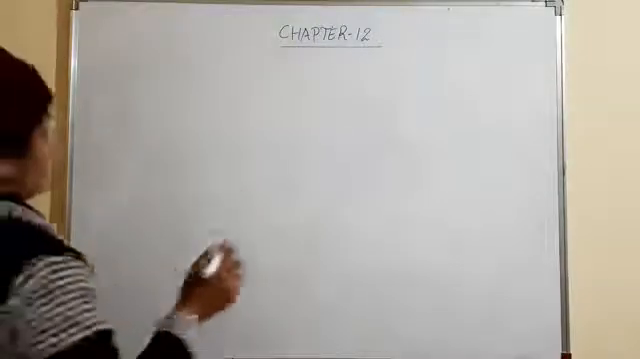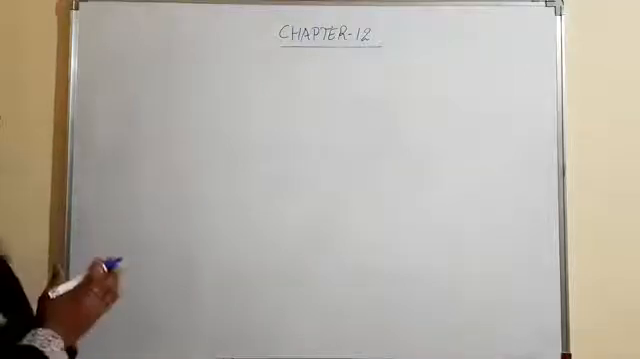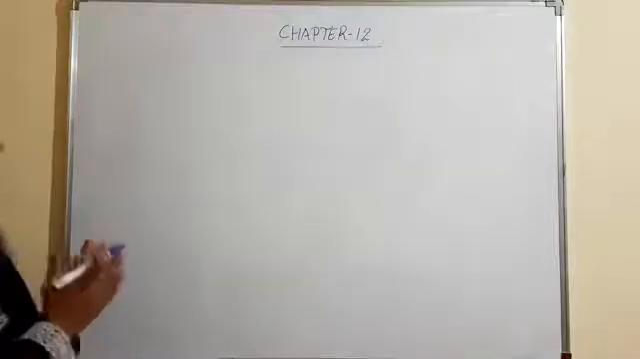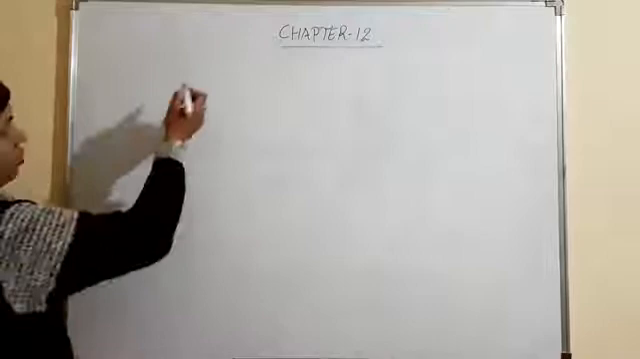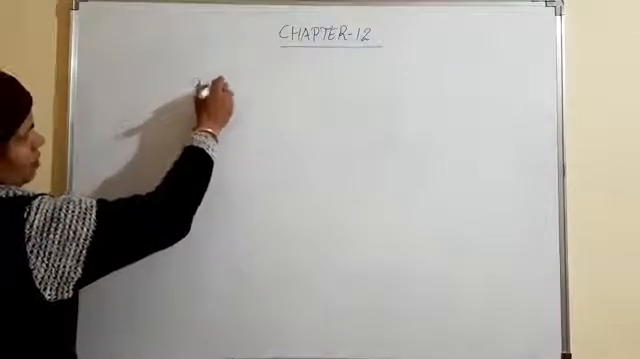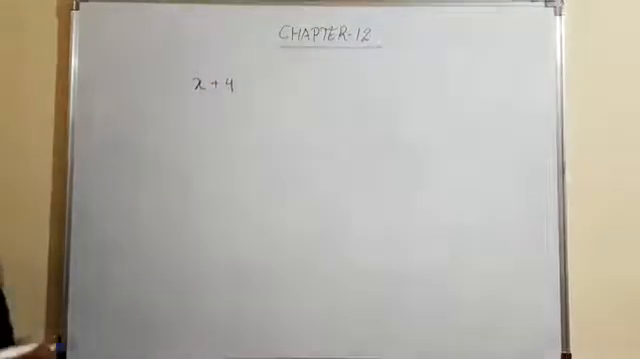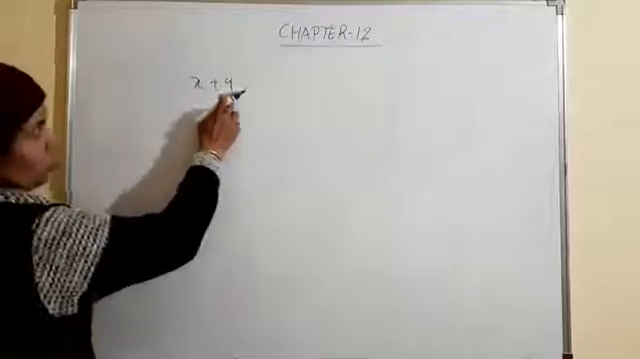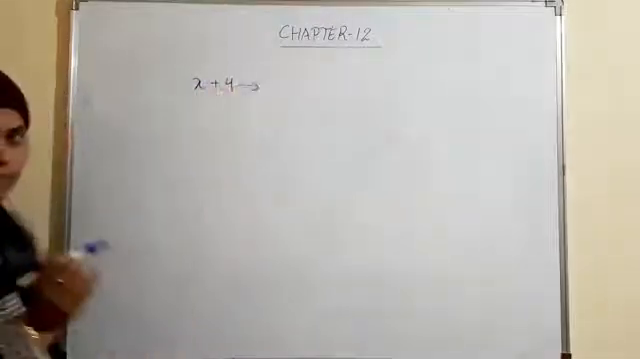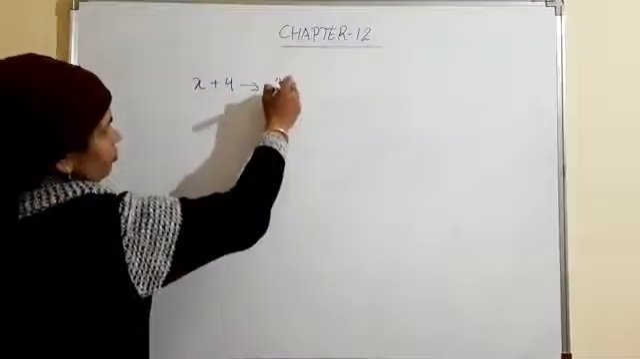About this chapter, you have already done this concept in chapter 4, that was simple equations. Here again I am telling you the concepts: what is the meaning of algebraic expression. A combination of terms is called an algebraic expression. For example, if we add x plus 4, if we write x plus 4, this is an example of an algebraic expression.